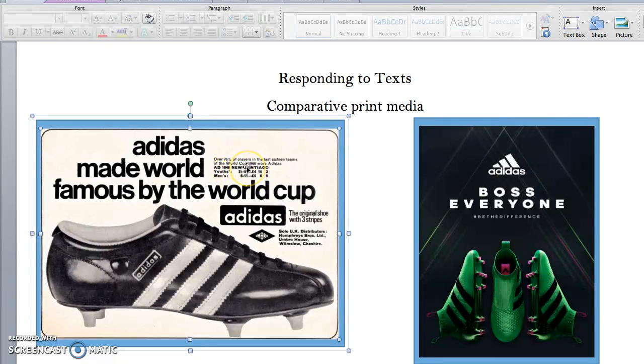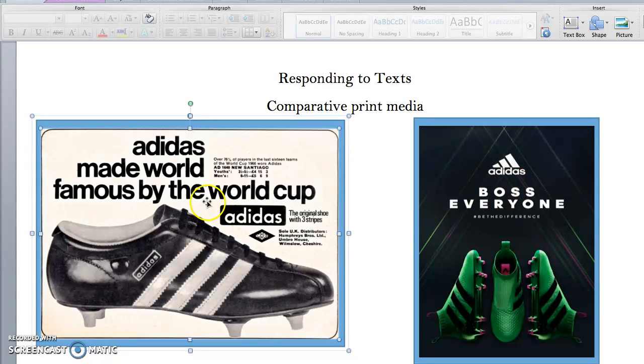It's a clear language, persuasive technique. You've got here, I think what you've missed is that this was obviously produced or published in the UK, because it says sole UK distributors, Humphreys Brothers Limited, Wilmslow, Cheshire. So it's telling the consumer where they can buy the product. But again, with this close-up, you can actually see the stitching. You can see the 3 stripes, and it says here the original shoe with 3 stripes, and you can see the evolution of that Adidas 3-stripe. They've incorporated it into their logo.